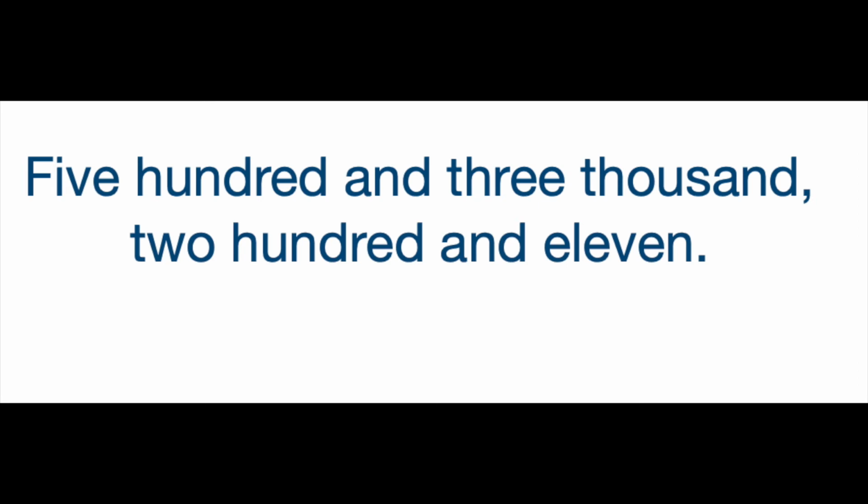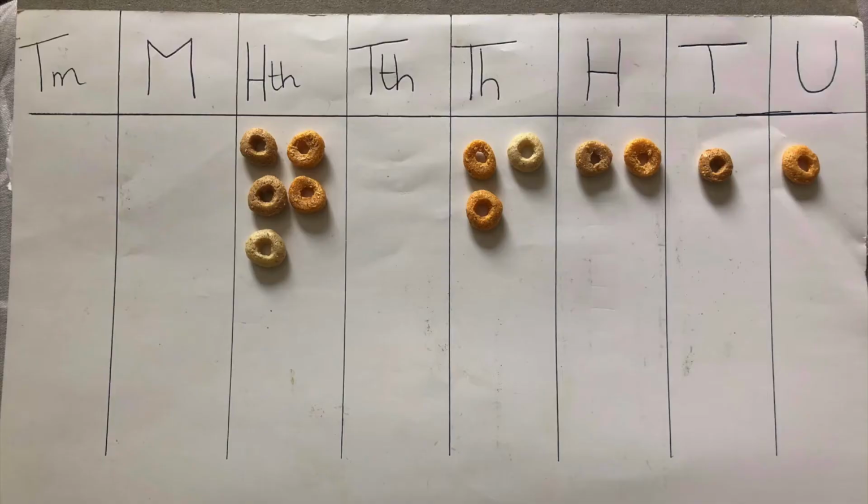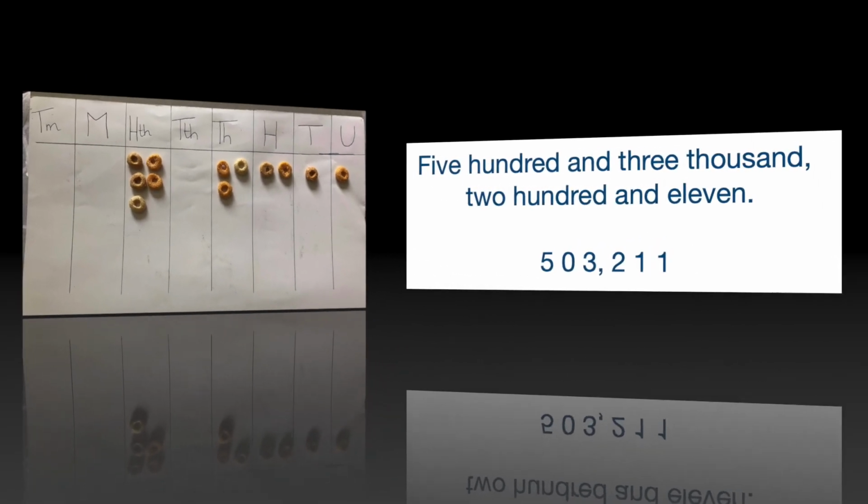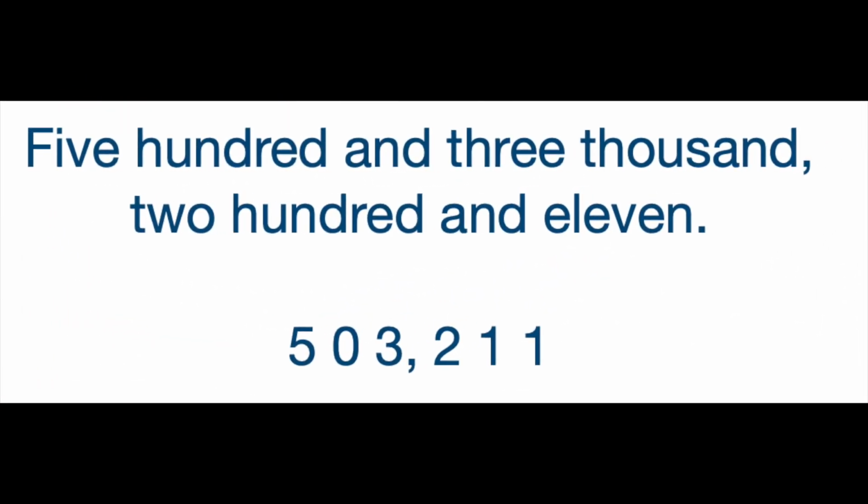Slightly different this time, I'm going to give you a number that's written down in words. I would like you to make it or draw it in your place value grid and then to write the number in digits. Hopefully this is what it looked like in your place value grid. 500,000s, 3 thousands, 2 hundreds, and then to make that 11 it's 1 ten and 1 unit. So your number is 503,211.